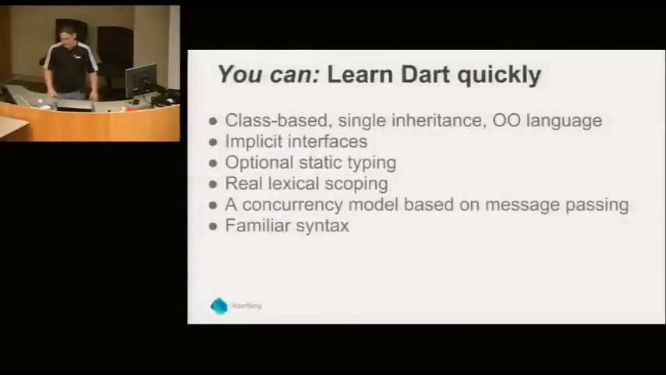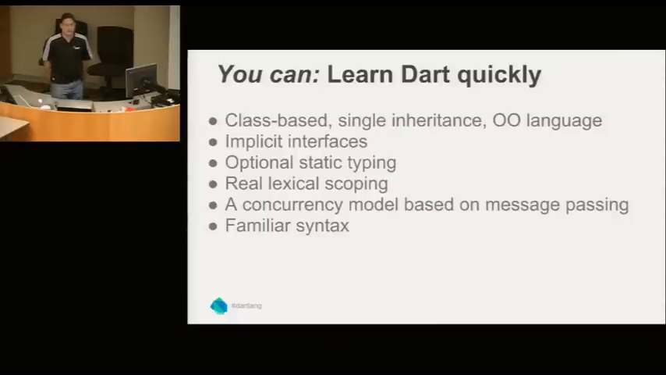So let's talk about the language. You can learn Dart really quickly. On the one hand, it's not as innovative as something like Haskell, but on the other hand, it takes a few hours to learn it. So it's actually really nice. You could get started in Dart crazy quickly. It's a class-based, single inheritance, object-oriented language. It has this thing called implicit interfaces, where every class is its own interface. It has optional static typing, so we'll talk more about that in a minute.